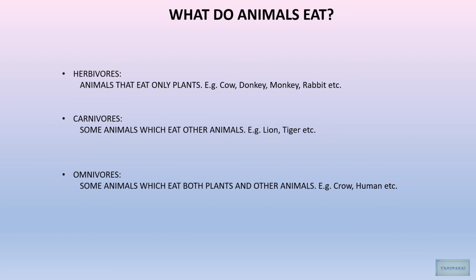Carnivorous animals eat other animals like lion, tiger, cheetah, etc. Omnivorous animals eat both plants and animals. Are human beings omnivorous? Yes, we are because we eat food from both plants and animal sources. Other examples of omnivorous animals are birds, like the crow and other birds which eat both plant sourced food and animal sourced food.